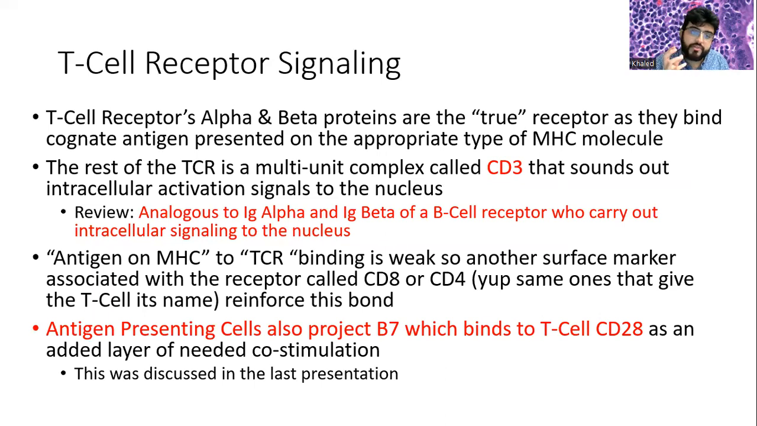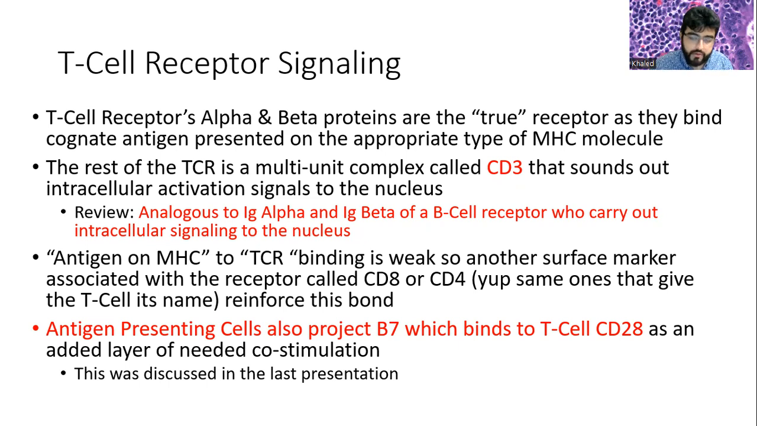So T cell receptor signaling, we established this before. The alpha beta, the true receptor, we have the variable region. It'll bind antigen on respective MHC, wherever the antigen is found. And the rest is CD3, and also we established the zeta chain. Hey, and we can make a connection here. You know how CD3 is a signaling molecule we established as part of the complex? Where have we seen a similar trend before? Ig alpha and Ig beta of the B cell receptor, and they do intracellular signaling. So CD3 and Ig alpha and Ig beta are similar in that regard.